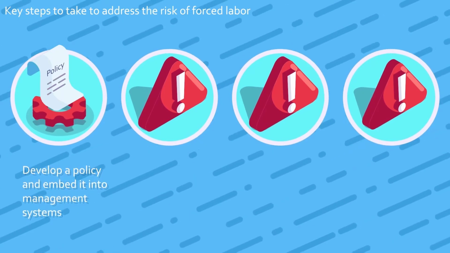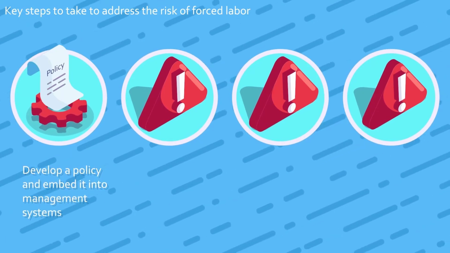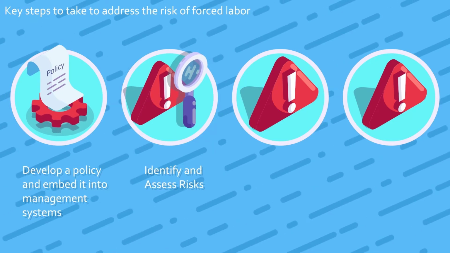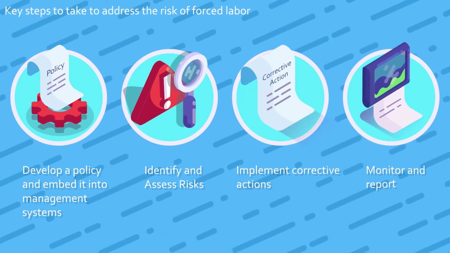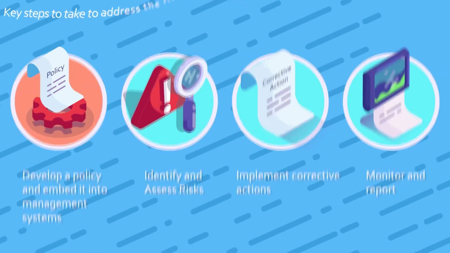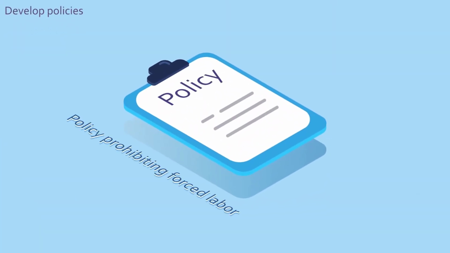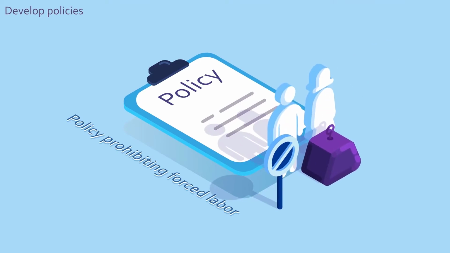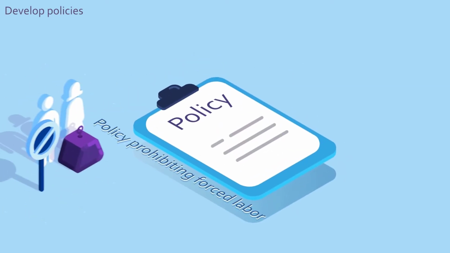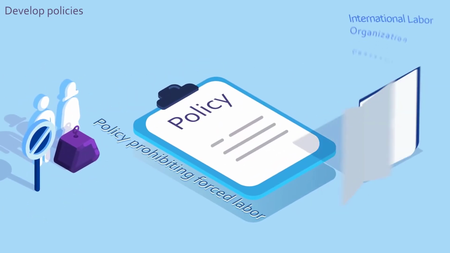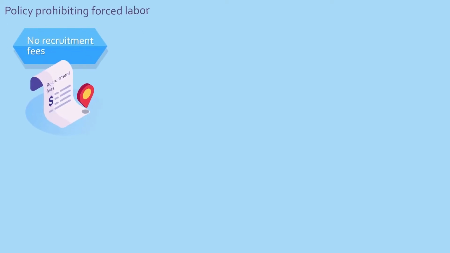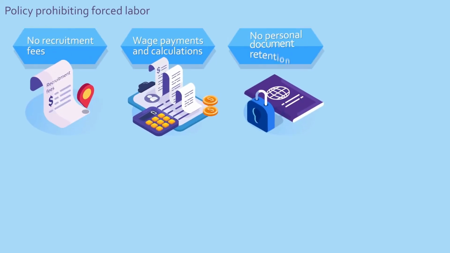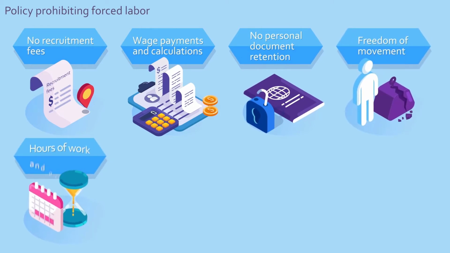Develop a policy and embed it into management systems. Identify and assess risks. Implement corrective actions, and monitor and report. The first step is to establish a policy prohibiting forced labor in your operations and supply chain. It should commit to preventing forced labor and following ILO conventions. The policy should cover conditions of work in order to address the risk of forced labor. Here are examples of what to cover.